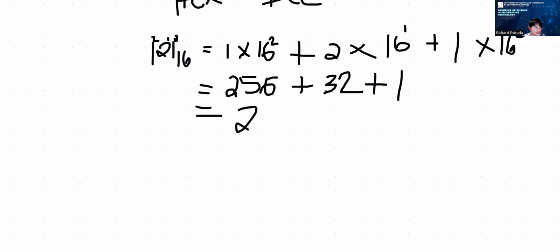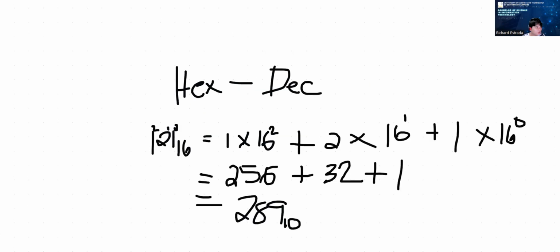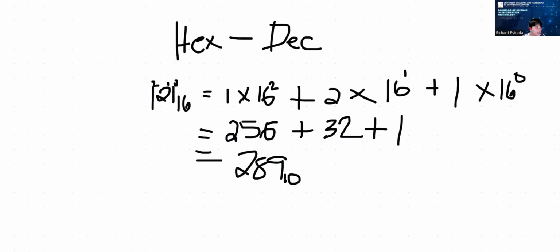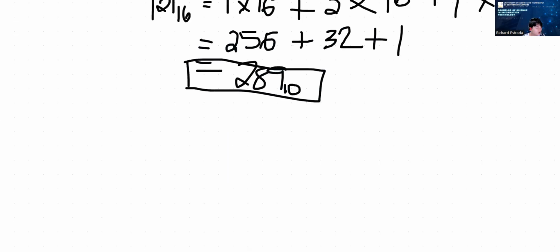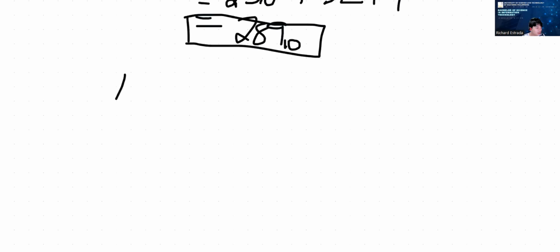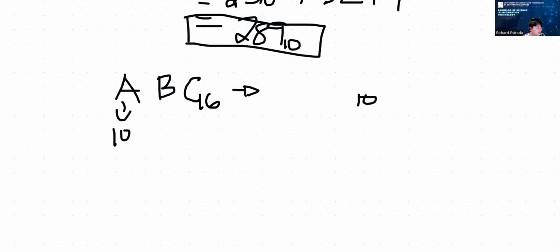So 289 base 10. So 121 hex is equal to 289 base 10. Okay, another example. How about hexadecimal ABC to decimal base 10? Say it together. What is A? A is 10. B is 11 and C is 12.